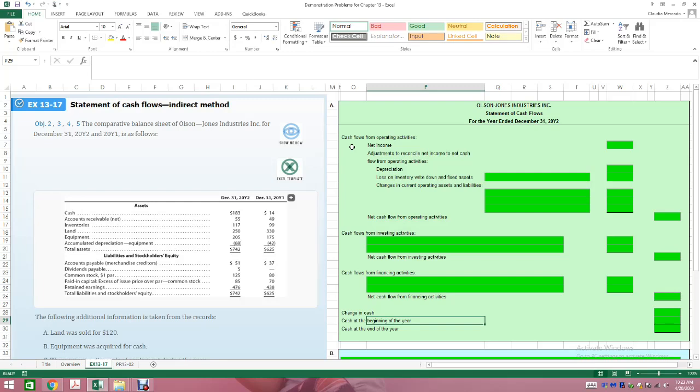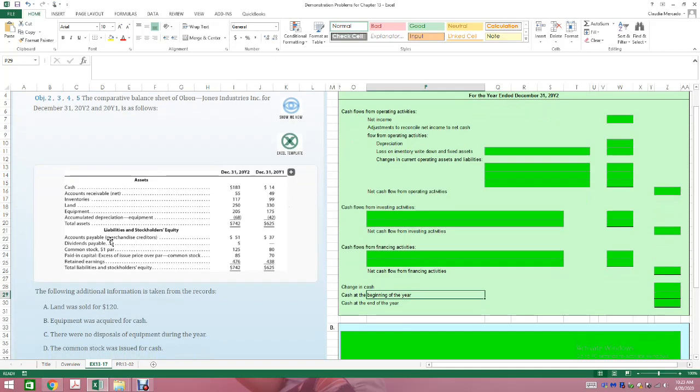Okay, there you go. So we're going to start off with net income. We're going to look at the information provided and identify where they gave us the net income information. Here, they don't give you any. They give you cash, accounts receivable, inventory, land, equipment, assets. They don't give you anything dealing with net income here.